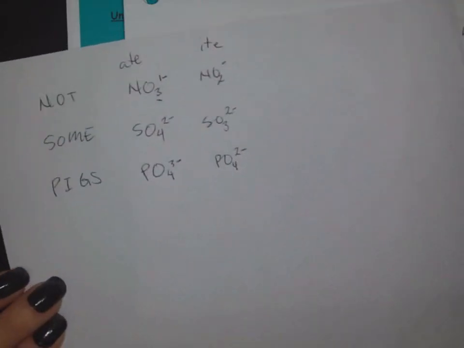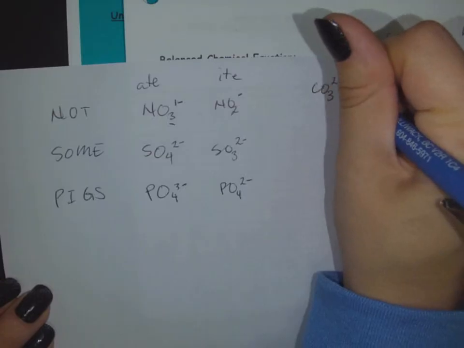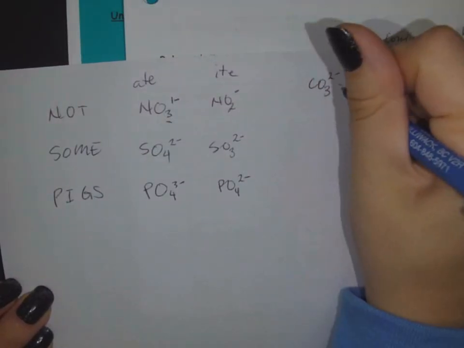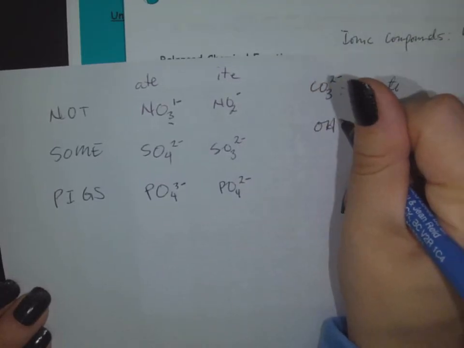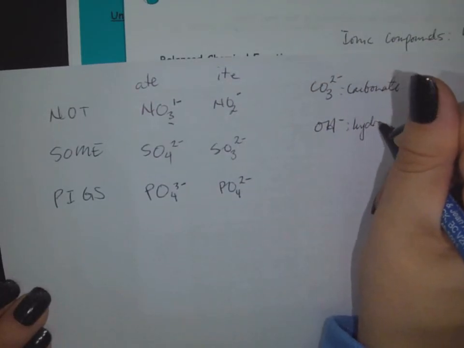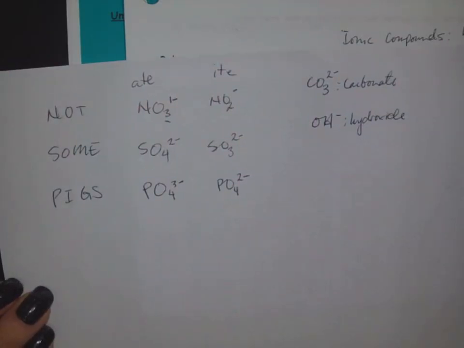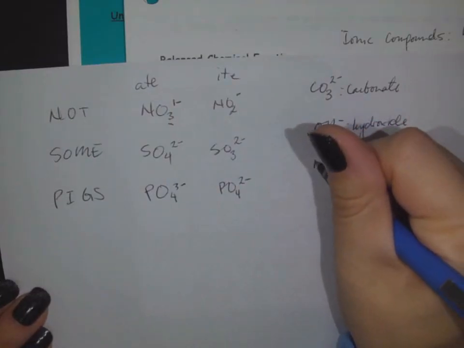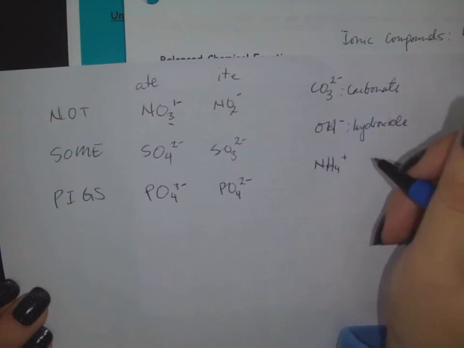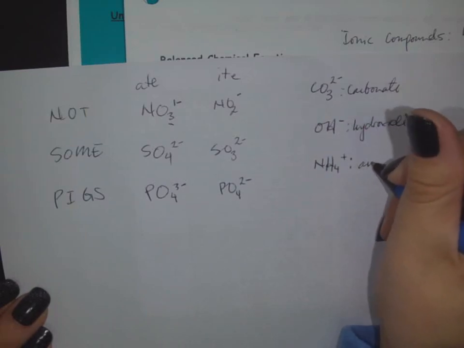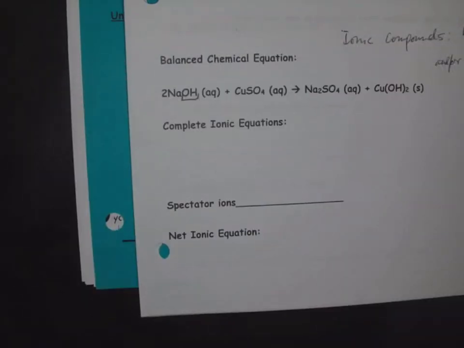In addition to this, I also need you to know carbonate, CO3 with a 2-, and hydroxide, OH-. And then there's one more that we haven't talked about that I do think I need to add to this list, and that's ammonium, NH4+. It's really the only positive polyatomic ion that you're going to run into. Okay, so we need to know these. Great.